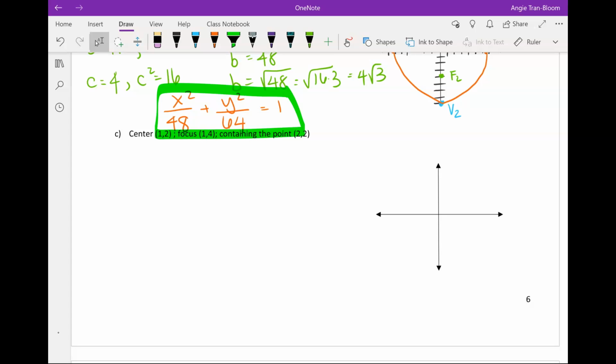Is this center 0, 0? No, it said center 1, 2. So definitely not 0, 0. So they gave you one focus at 1, 4, so that's your F1.